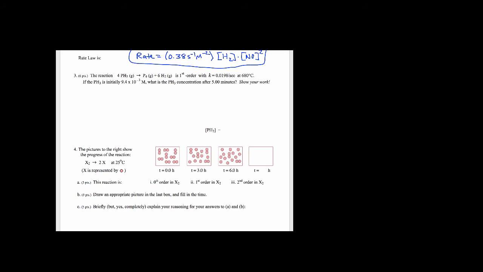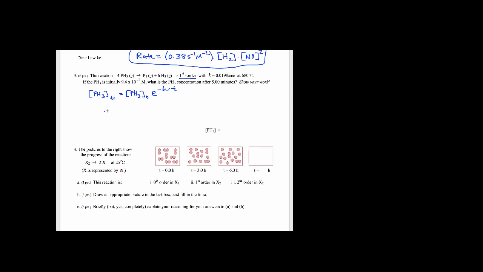So next we'll take a look at question 3. We have a reaction and we're told it's first order and we're given a rate constant value, and we want to find the concentration after some time has passed given an initial concentration. Since it's first order, we use the first order relationship. In the case of PH3, the concentration of PH3 at whatever time we're interested in is equal to the concentration of PH3 initially at time equals 0 times e to the minus kt.